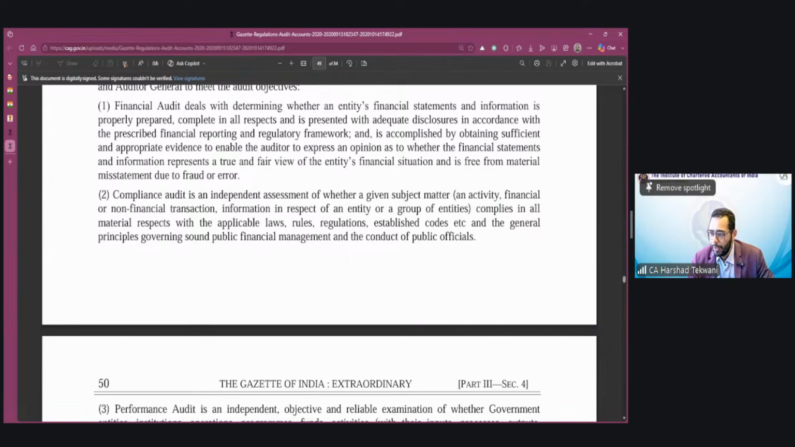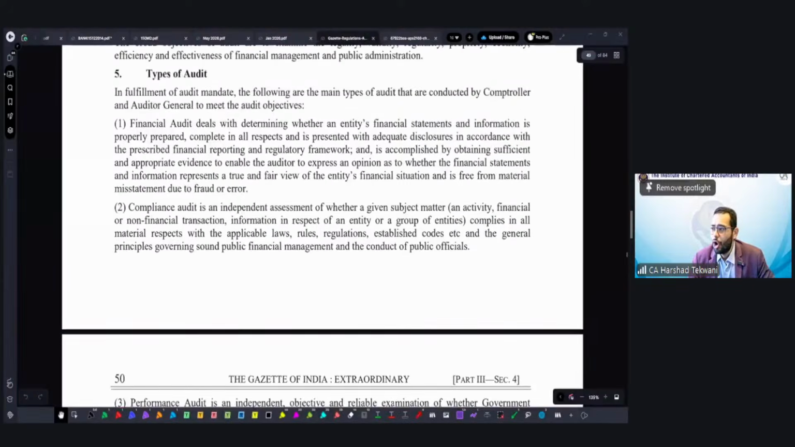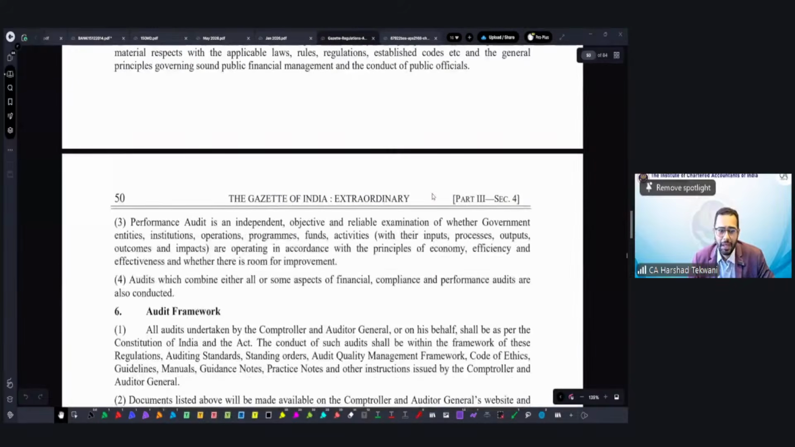Okay, so that is one thing. Now let us understand the definition of performance audit. What is performance audit?